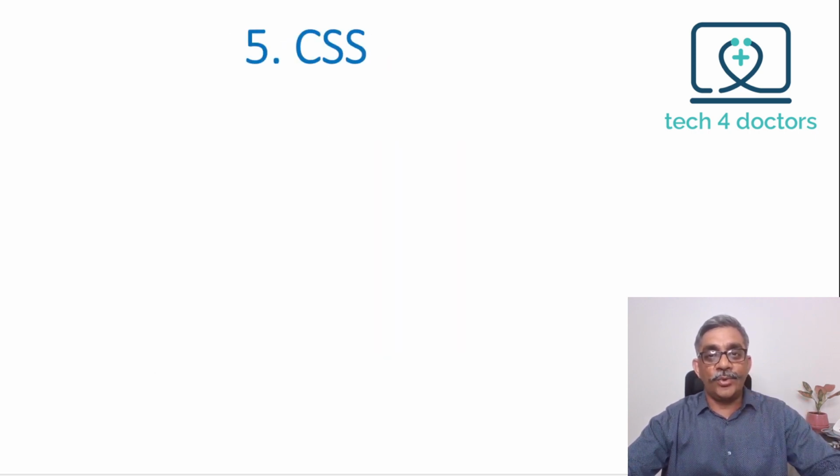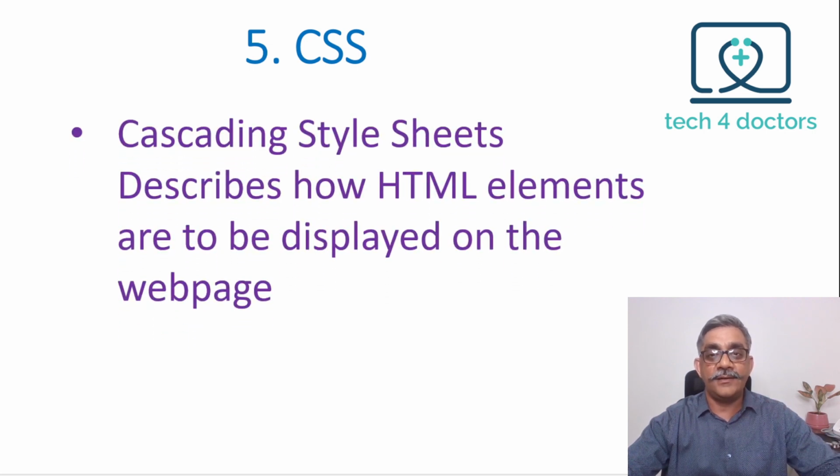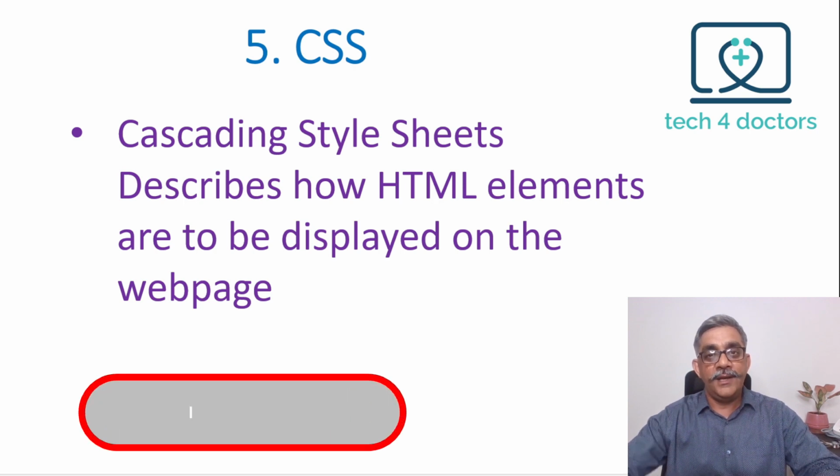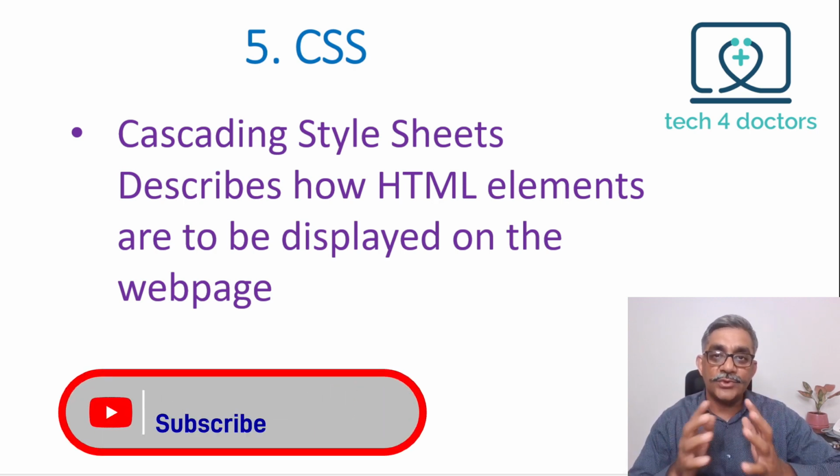The fifth must know term is CSS, or the cascading style sheet. A cascading style sheet, or CSS, describes how various HTML elements are displayed on the web page. So a paragraph, a header, a bullet, a box of an image, a video frame, these are typically HTML elements, and a CSS defines how they should be displayed.